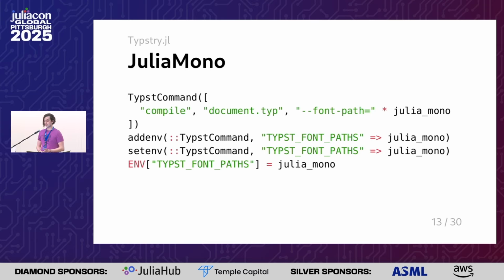And then I also ship the Julia Mono artifact so that you can render your documents using this typeface from Julia, and these are all the different ways you can do that. So the first one you see is the font path flag on the Typst command line interface, and you can also set the Typst font path environment variable to that. And if you don't, you can use the same for other fonts as well.